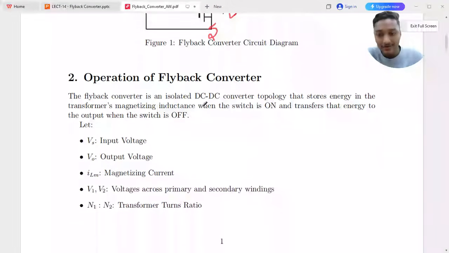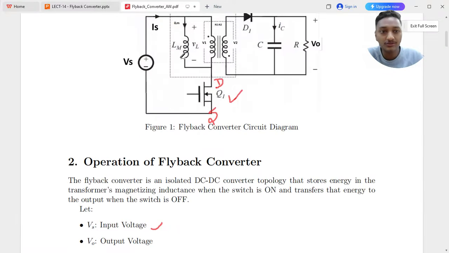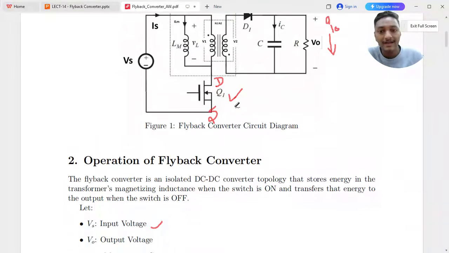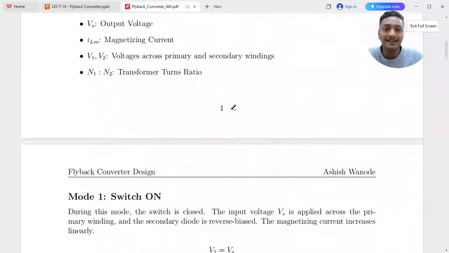Next, some assumptions. Let Vs be the input voltage, V0 the output voltage, ILm the magnetizing current flowing through this particular branch, and Is my source current. This is D1, IC is the capacitor current, this is my V0, and let us assume I0 is my output current. Q is my switch. Now we will start analyzing this circuit one by one.